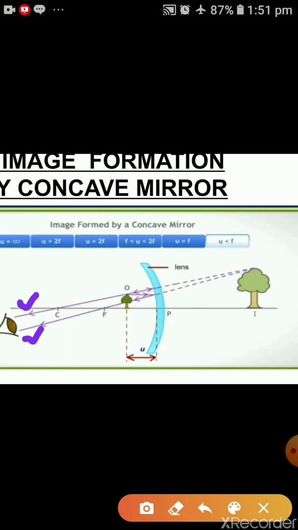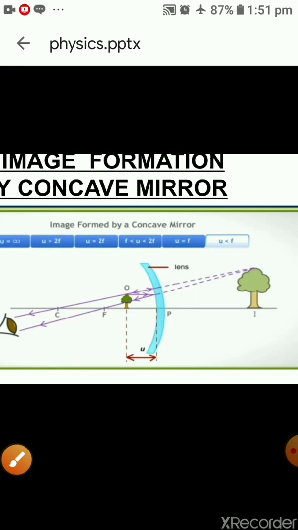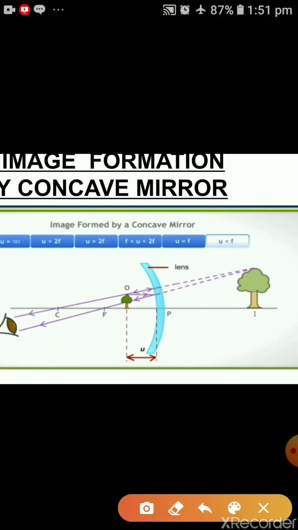These two rays are not meeting each other. You can see here, these two rays are not meeting each other. So in this case, what we are doing, we are taking these two rays in the opposite direction and extending them. When we extend them with dotted lines, they appear to meet at some point. This point is point I and this will be the image of this object O. In this way the image forms.